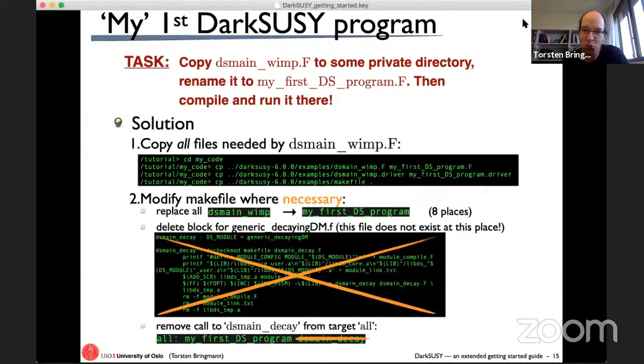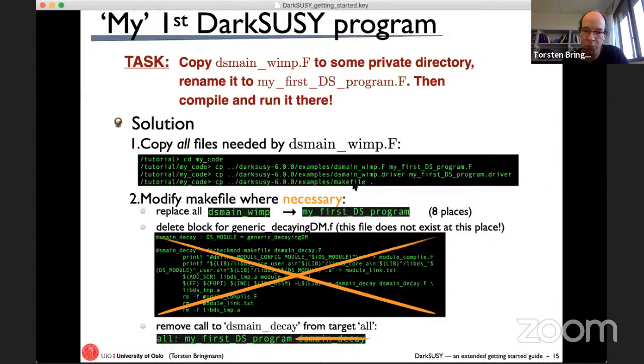So I just show you here how you can do it. This is the direct thing that I told you. You should just copy this main file to your private folder that I now named my code here. But when you run it, you will notice that you also need this file dsmain_wimp.driver. This is needed by the program.